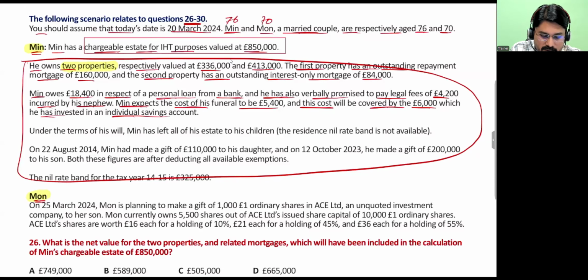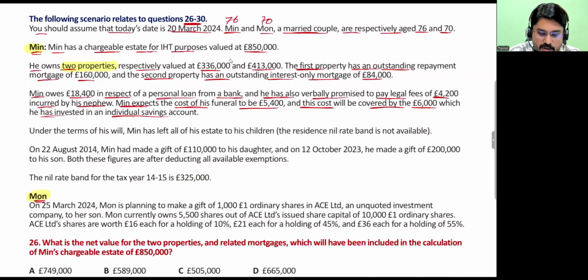Normally, what's the formula to calculate the chargeable estate? From the total assets, we deduct the allowable expenses and liabilities, then we get the chargeable estate. The chargeable estate is already given in the question, meaning all of the paragraphs are used in the calculation of the chargeable estate. Under the terms of his will, Min has left all of the estate to his children. Children are direct descendants. The residential nil-rate band is not available, the reason being that nowhere is it mentioned that any property is a residential property. So that's the reason the residential nil-rate band is not available.